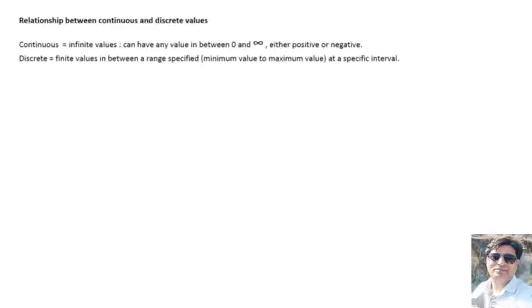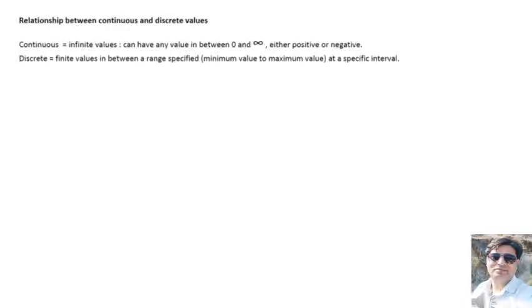Now look at the relationship between continuous and discrete values. Continuous is equal to infinite values. We can have any values between 0 and infinity, whether in the positive direction or in the negative direction. But in case of discrete, we have finite values within a specified range. Range means a minimum value to a maximum value at a specific interval of time.